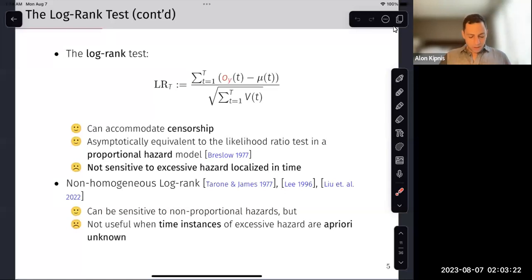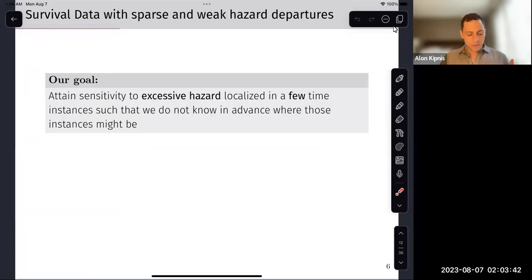Now, this perhaps can achieve sensitivity to non-proportional hazards, but it is not useful when the time intervals of excessive hazard are a priori unknown to us. This is what we usually mean when we talk about sparse signal analysis. So this is the gap we're trying to fill now. We're trying to attain sensitivity to excessive hazard localized in a few time instances, such that we do not know in advance where those instances might be.